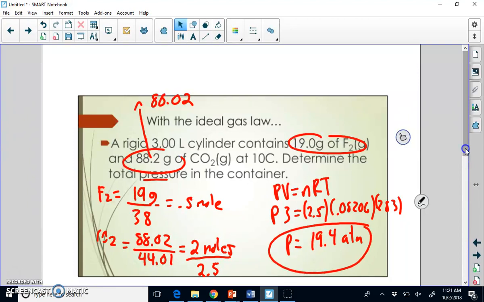Sig figs. This one should really have a decimal place. 2 sig figs, so we'll just say 19 atmospheres. That really should have a decimal there. There's no way you report a temperature with 1 sig fig. Okay, so again, the point is that it doesn't matter what the gas is, as long as you know the total moles of gas particles, no matter what they are, the pressure is going to be the same.